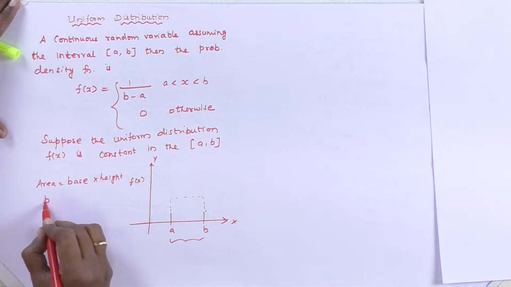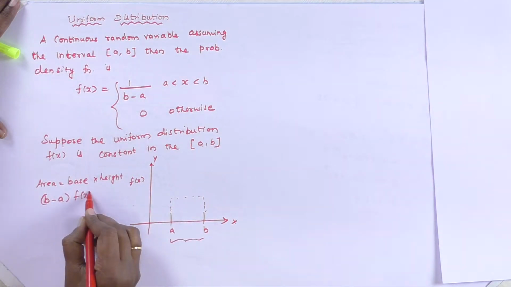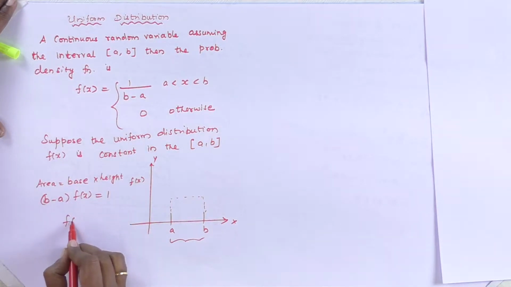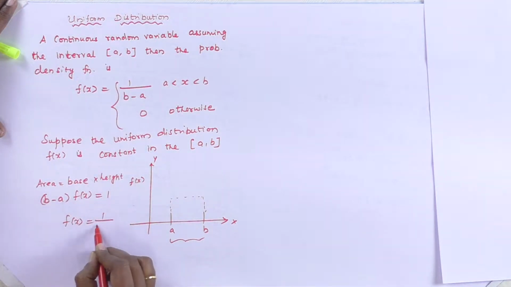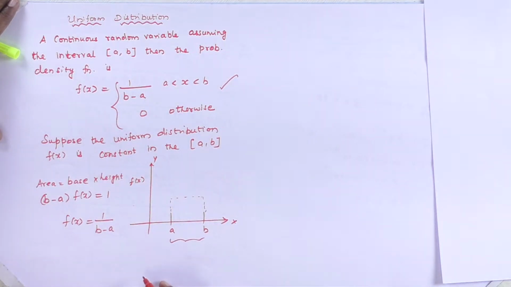that is, b minus a into height f of x; the total area value is 1, therefore f of x is equal to 1 divided by b minus a. You get a constant probability distribution. The range varies from a to b, otherwise the value will become 0.